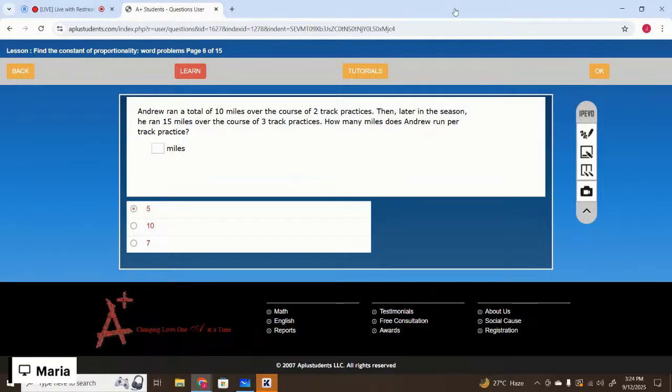10 divided by 2 is 5. Option number 1 is the correct option, that is 5.